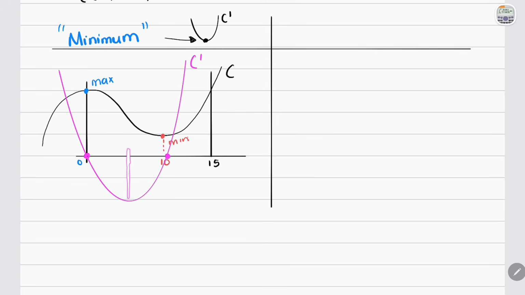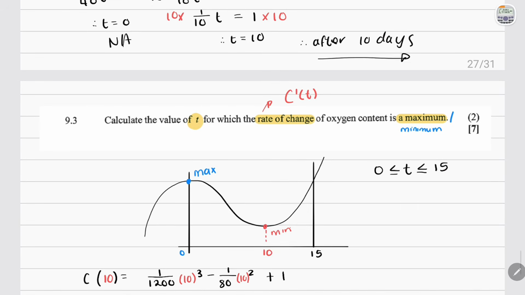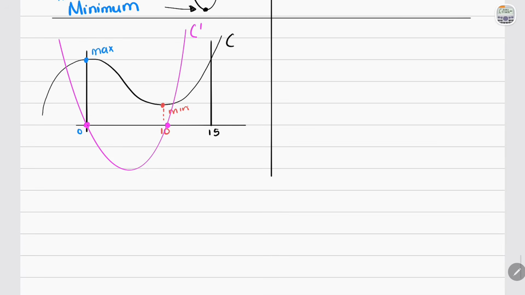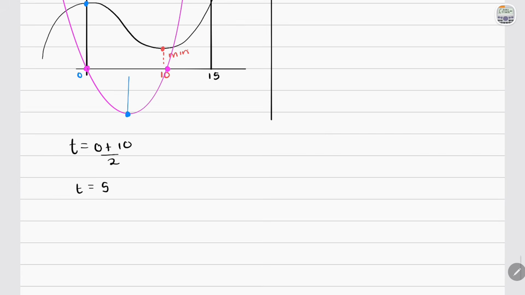We actually did something like this in this paper. So we can see that this would be at t equals 5. That's where we're going to have that minimum gradient, or that minimum rate of change. So really, if they meant minimum, then all we're trying to find is the value of t for which this reaches its lowest value, and that would just be the x value of your turning point. So to find t, I'll say 0 plus 10, divided by 2, and then t would be equal to 5, and that would be it.